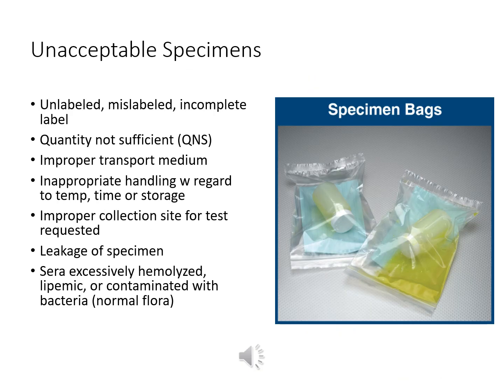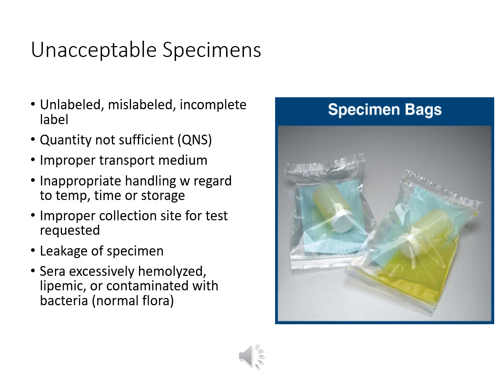Acceptable specimens. So unacceptable specimens include unlabeled, mislabeled, or incomplete label if it's not fully filled out the way it needs to be, if the quantity is not sufficient or QNS, if there's improper transport media, or if there's been an inappropriate handling. It hasn't been handled the way it needs to as far as time, temp, storage, things like that. So for example, if you get a culture from a vaginal site and it's for Neisseria gonorrhea, don't put that in the refrigerator. That's kind of a picky organism and it's going to kill it if it gets put in the refrigerator versus just sitting out on the counter for a little bit.